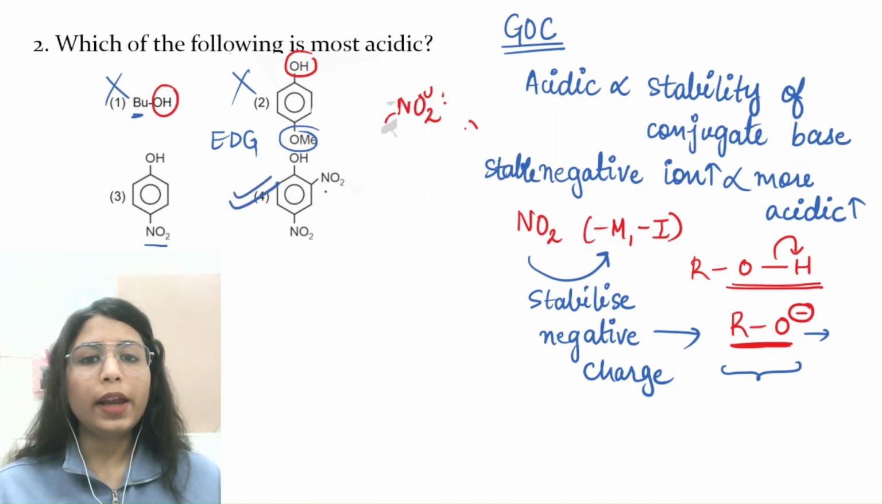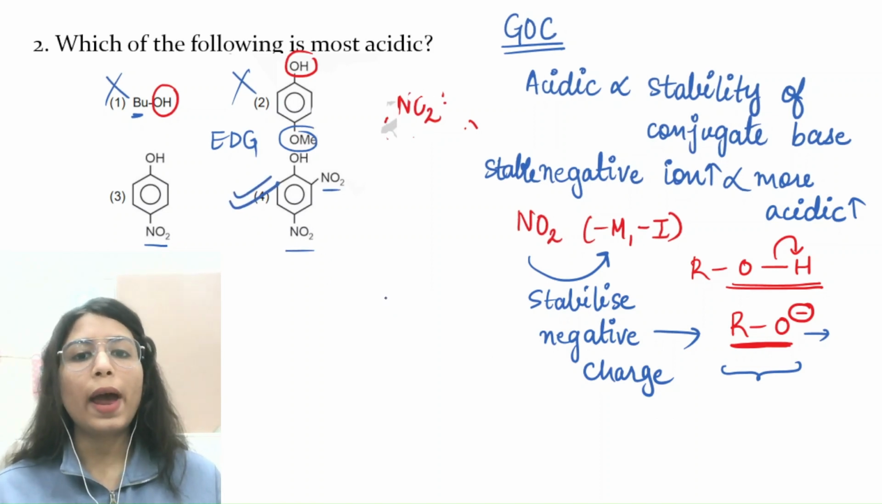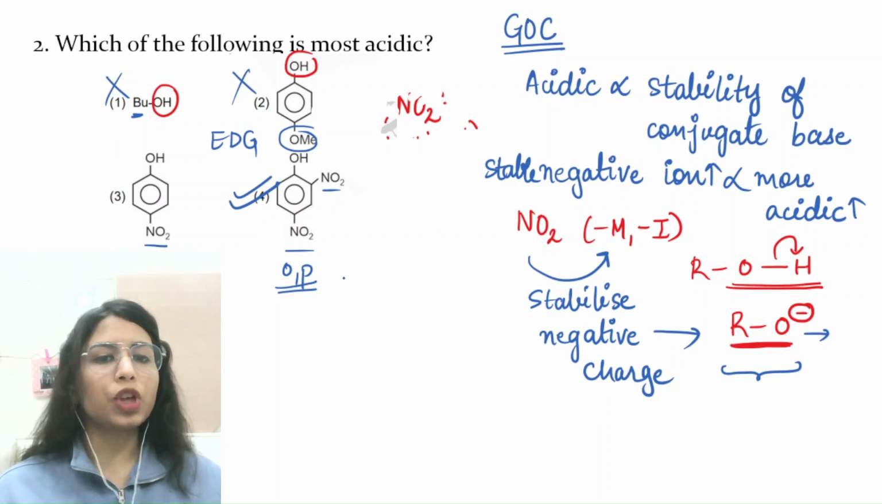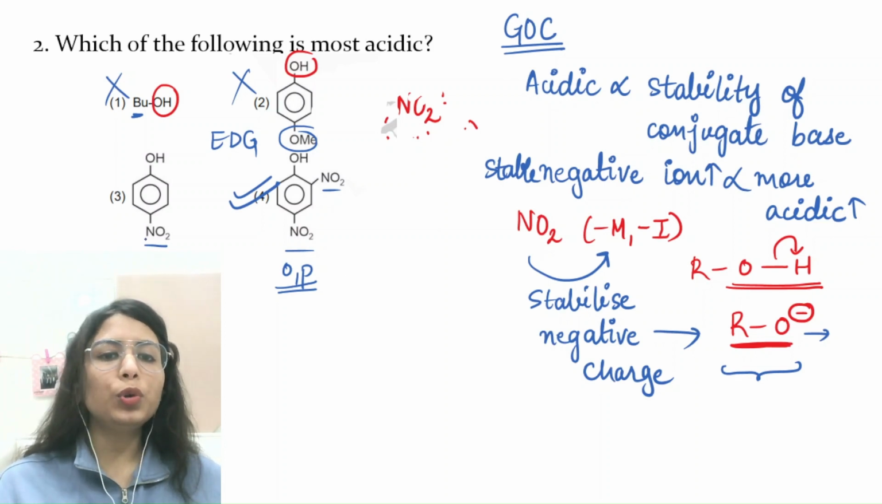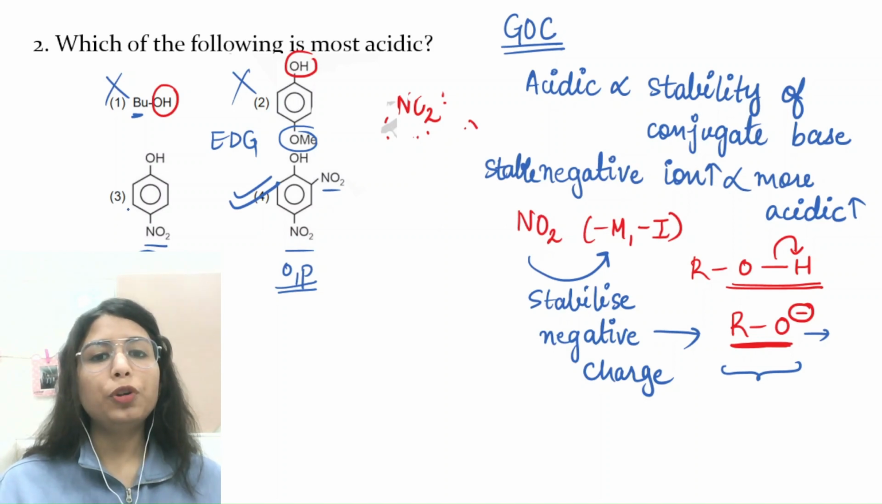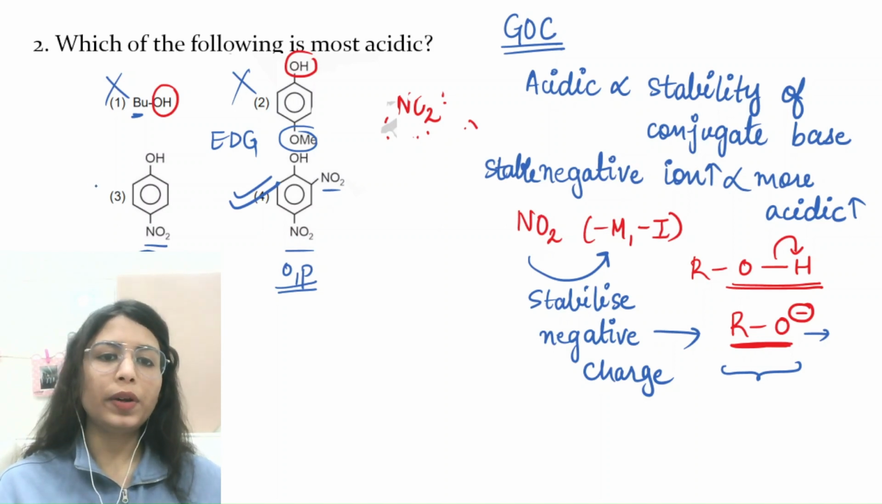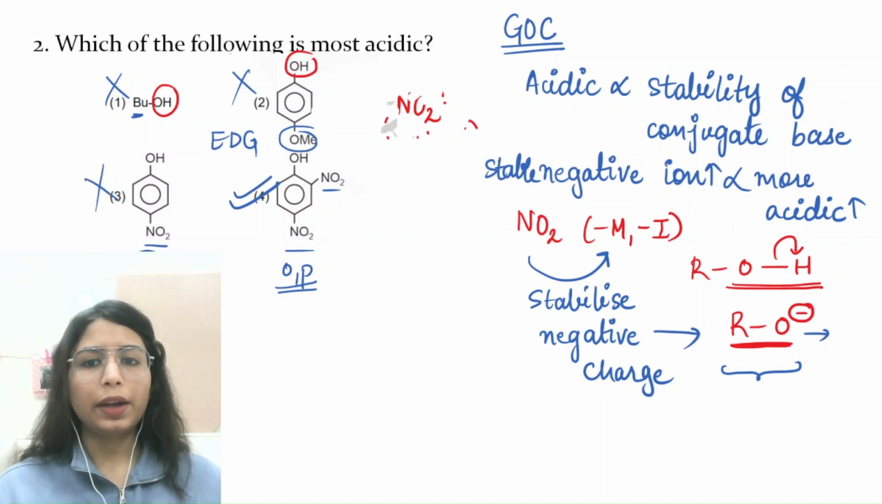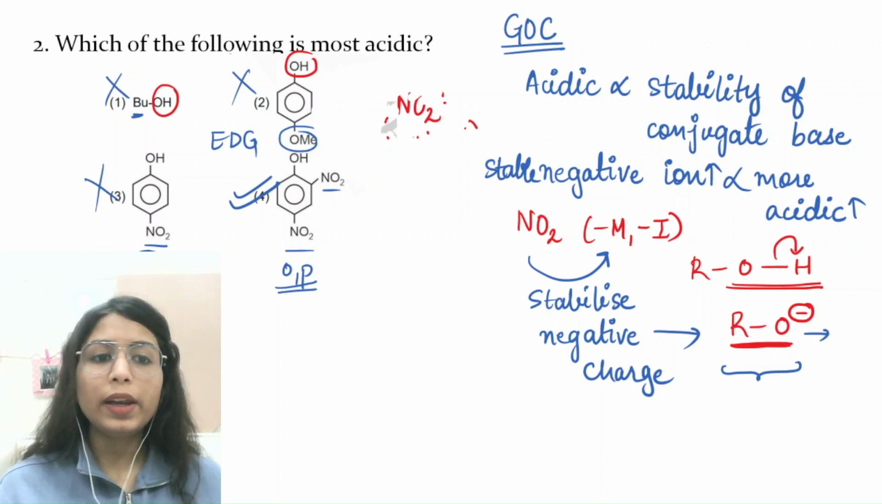Why? Because here the NO2 groups are present at ortho and para positions, and through the ortho and para positions it will stabilize the negative charge. Here only one NO2 group is given, which means only at the para position, so the effect would be less as compared to the fourth one, and therefore the third would be incorrect. So I hope you understood this question. Let us now move on to another question.